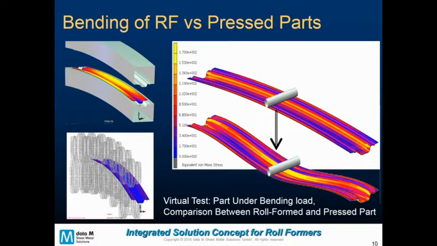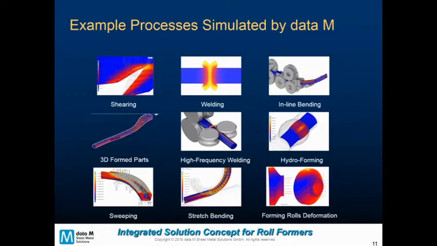So we have a few more examples now of processes we've simulated at Data-M using COPRA FEA RF and the Mentat tools. So first of all, you can see here we have shearing as an example, welding of the part. An interesting one here, typically in processes like a bumper profile, inline bending as the part leaves, passing over rollers, maybe even with an internal snake in there.